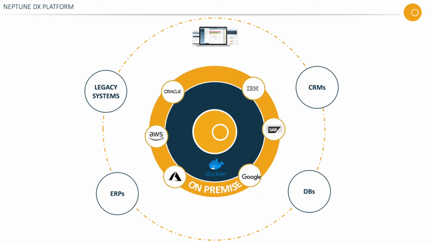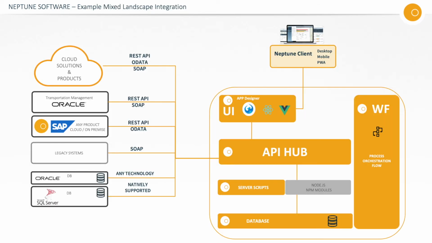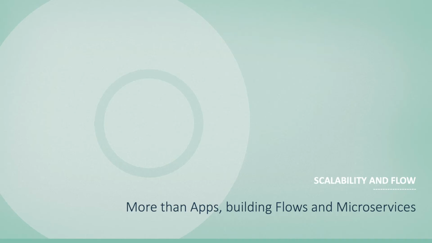And therefore having an API-driven integration to all your landscape. How does this look on an example of a mixed landscape? You have SAP, Oracle, legacy systems, Microsoft, databases, the combination of which is a mix of different protocols and technologies. The API Hub in the Neptune DX platform can handle all of that and then combine it using a process orchestration flow. Neptune is more than applications.